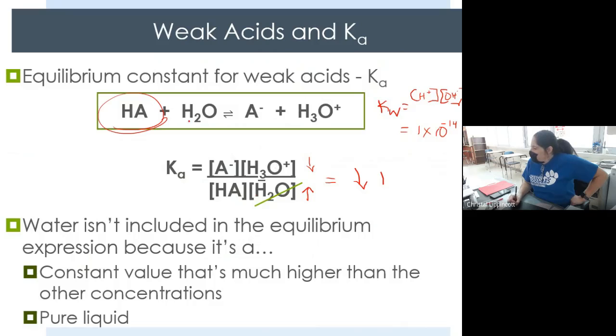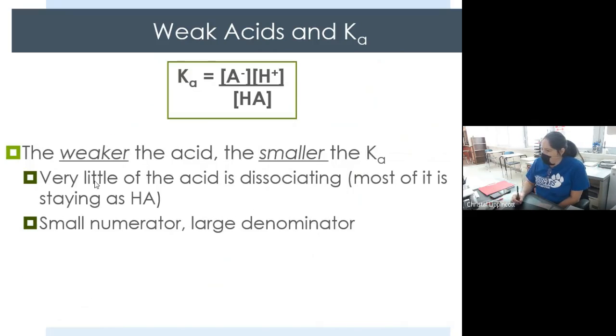Your strong acids tend to have more of this stuff than this, and so their Ka value will be greater than 1. Okay? So again, we're not going to do the calculations this year. I just want you to understand the idea behind what's happening. Okay? And then we'll go into those calculations next time I see you, if I do.